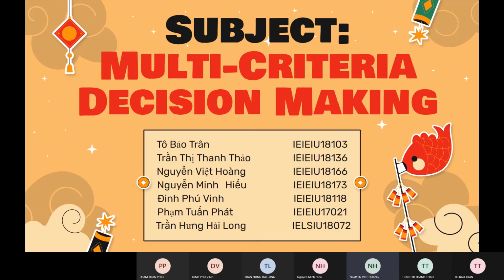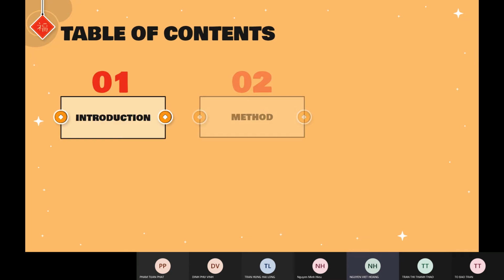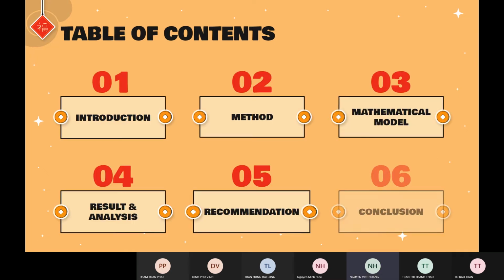Today, our group will present about our multi-criteria decision-making project. Our project name is Pretty Go Programming Topic Sustainable R&D Project for a Company. Our team includes 7 members. Now, here's the table of contents of our presentation.